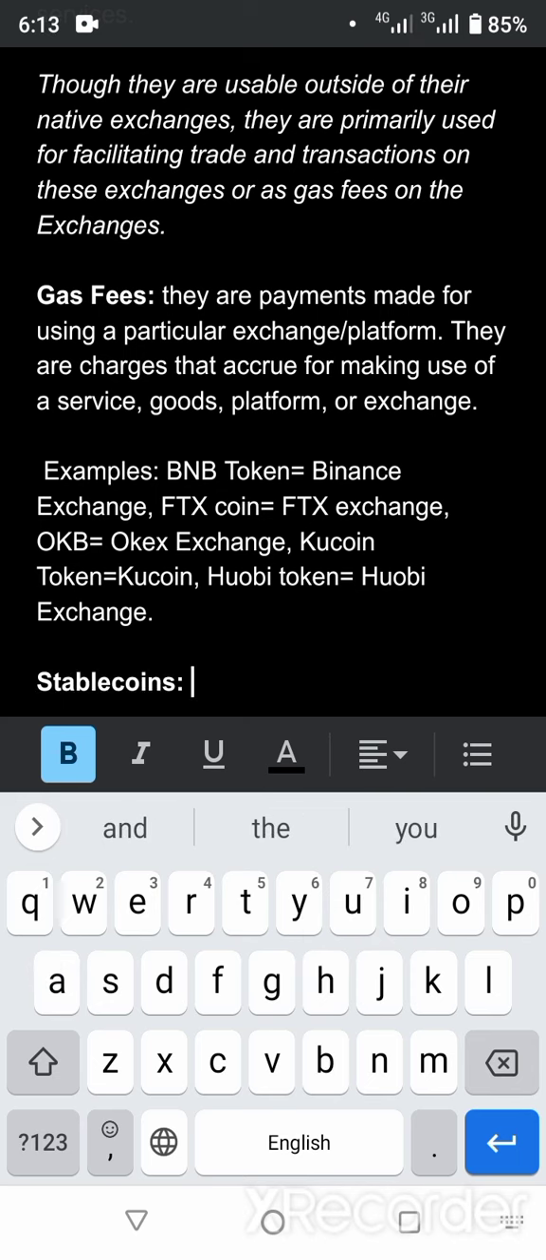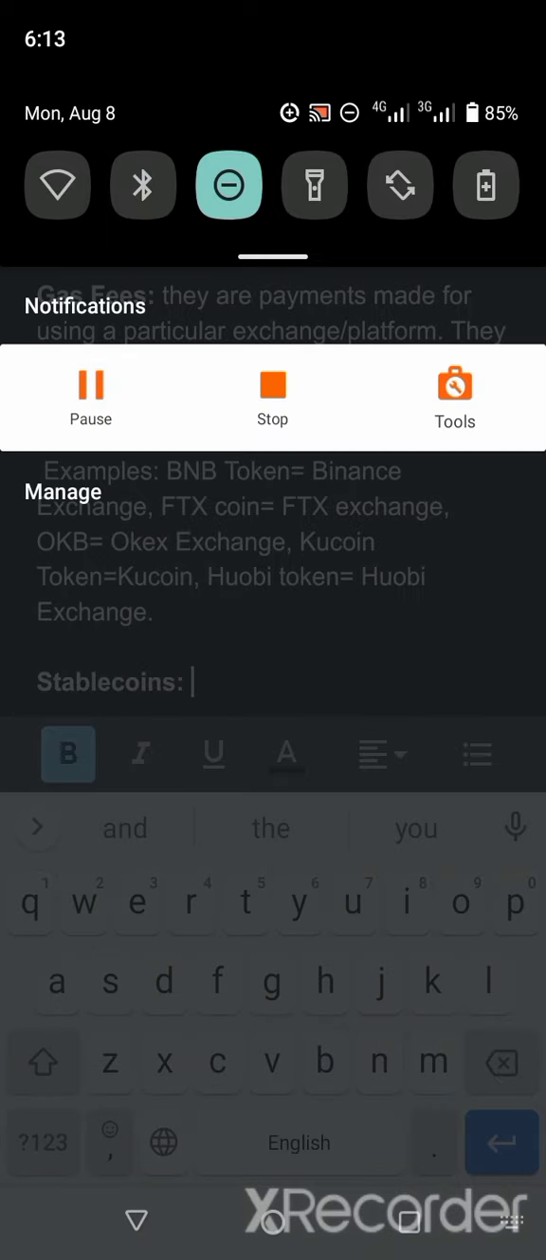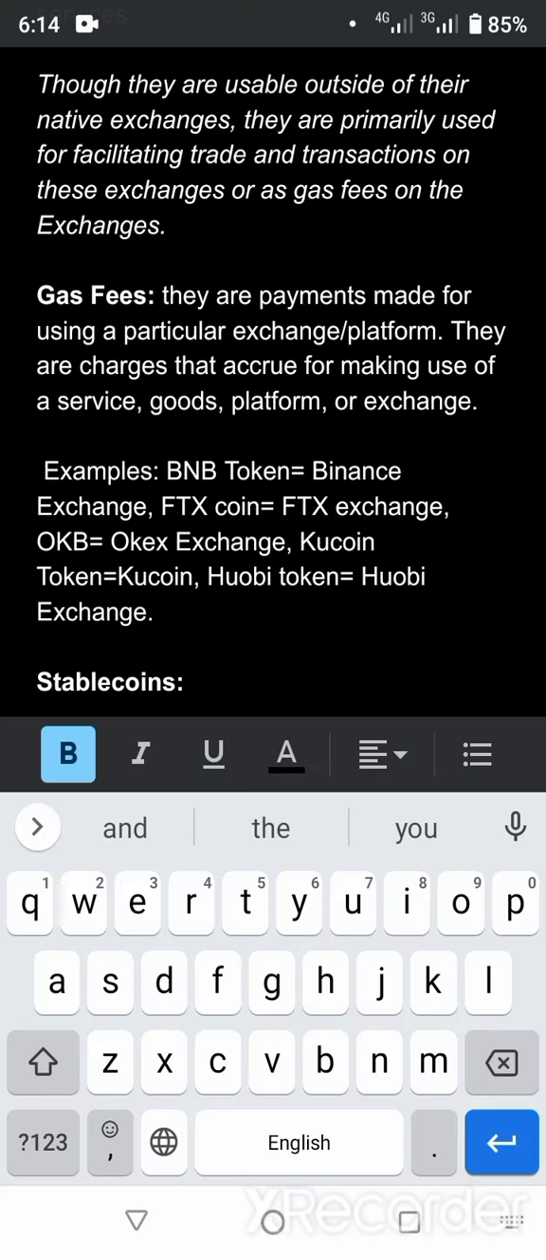Stable coins. From the word stable, you should understand that it means something that is consistent, something that is dependable, something that is fixed. And stable coins are tokens or coins that have their value fixed. Now, this fixing might be to different commodities. And stable coins have their values fixed on a particular anchor. Let me use the word anchor.